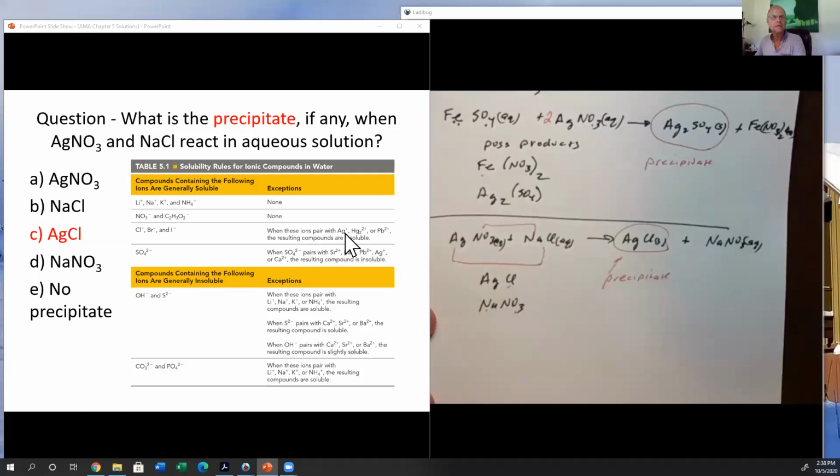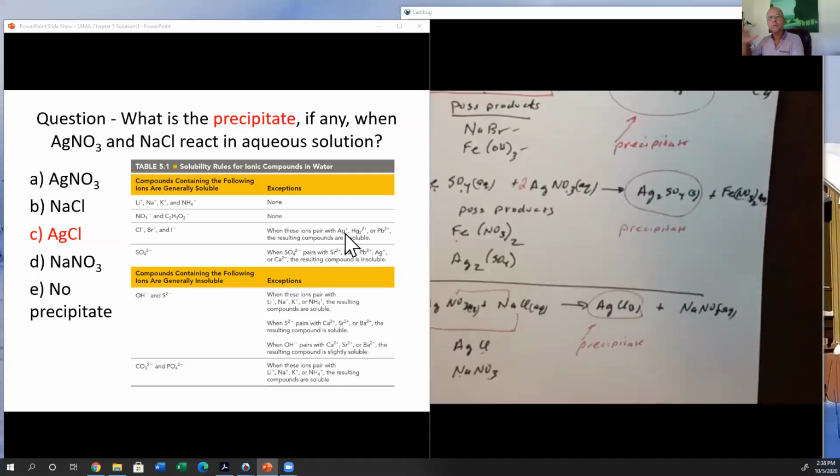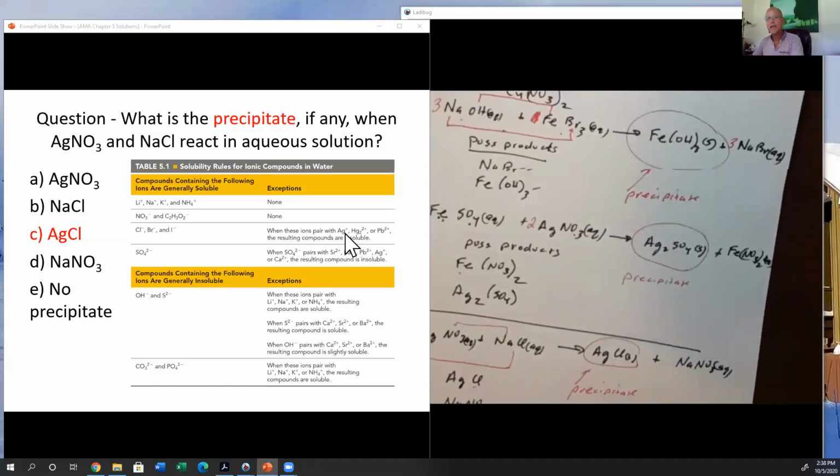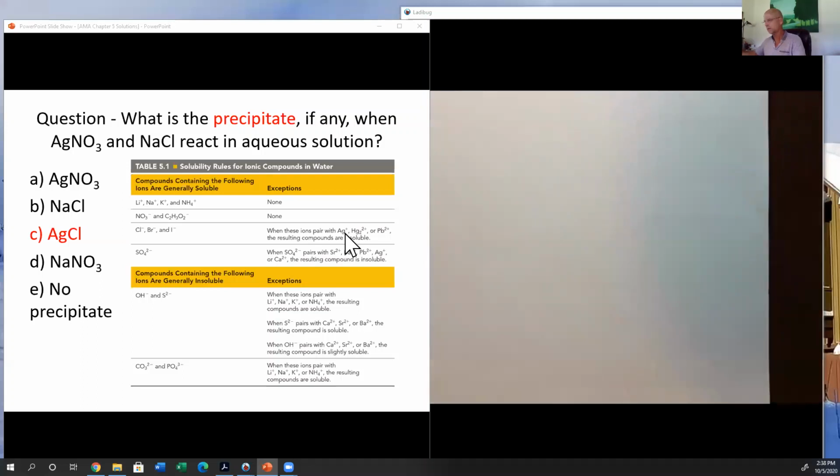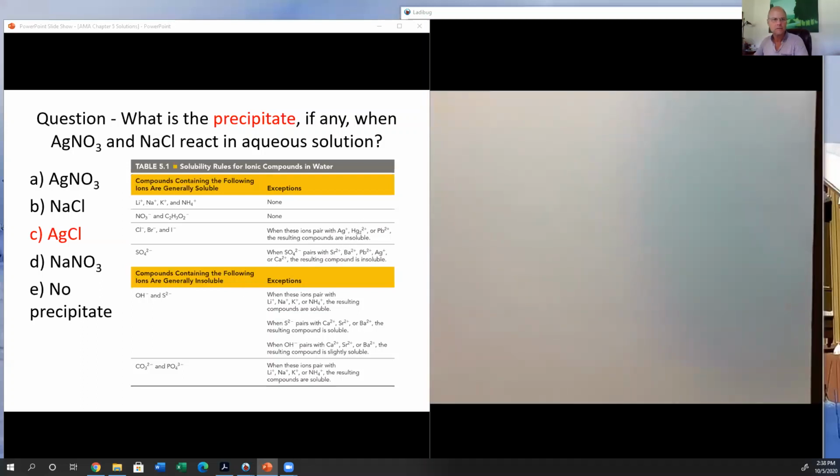All right, does that make sense? All right, very good. So those are precipitation reactions. That's one class of these aqueous reactions that we want to be able to write equations for and predict. Okay. Diana, do you have a question?